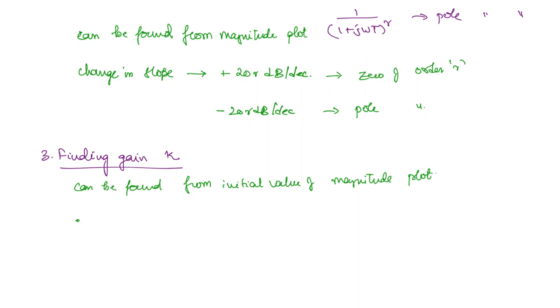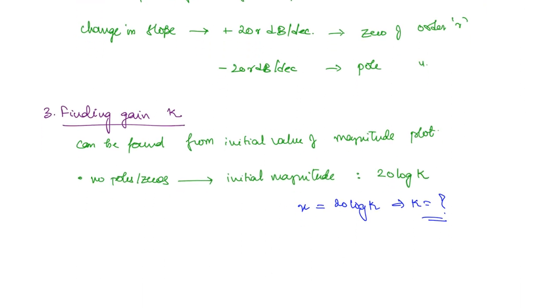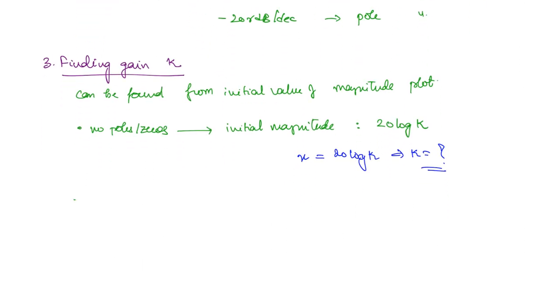If there are no poles or zeros, then what will be the initial magnitude? Irrespective of the frequency, the initial magnitude is going to simply depend on K, that is 20 log K. So if the initial magnitude is given to be x, then you equate it to 20 log K. From here you will get the value of K.